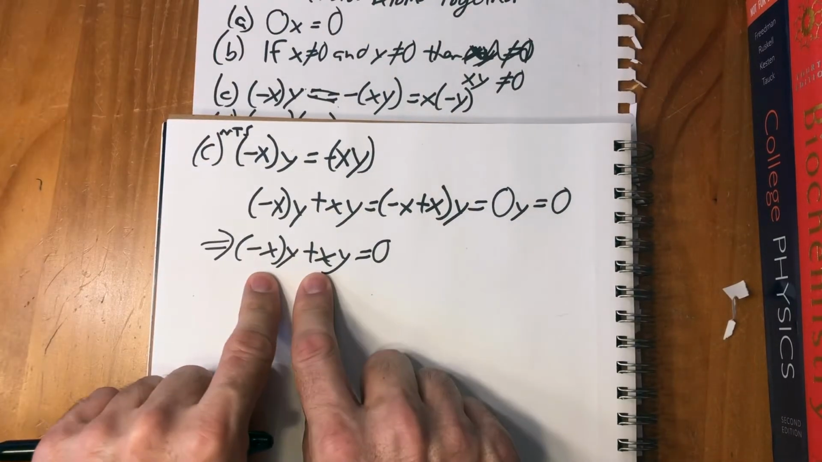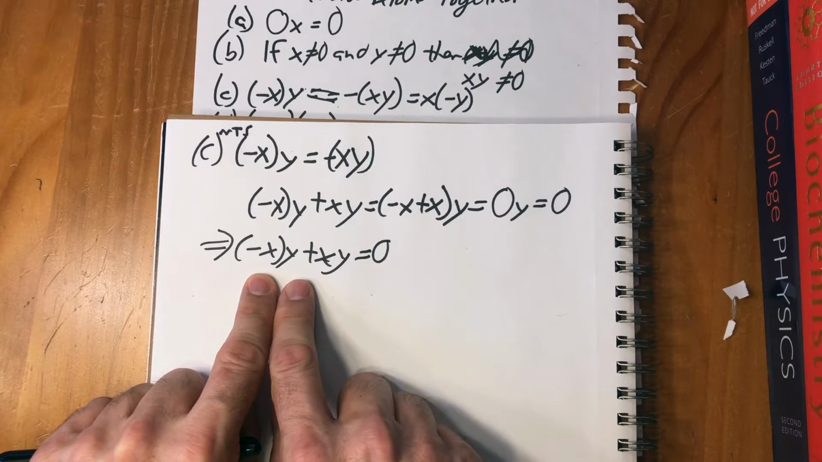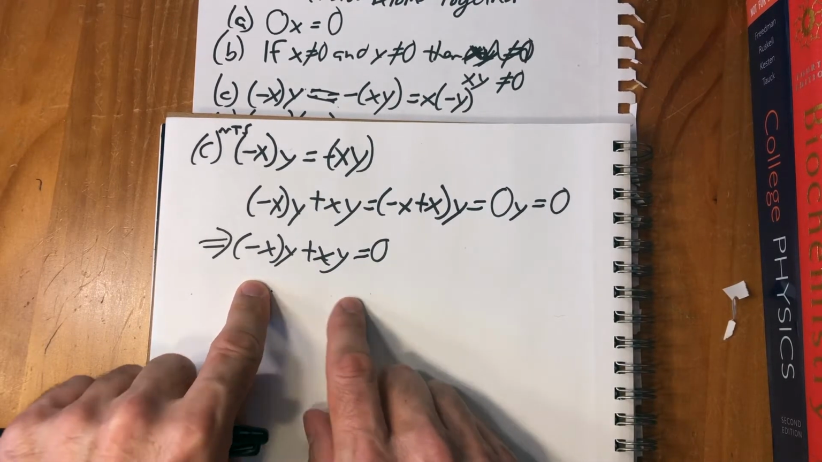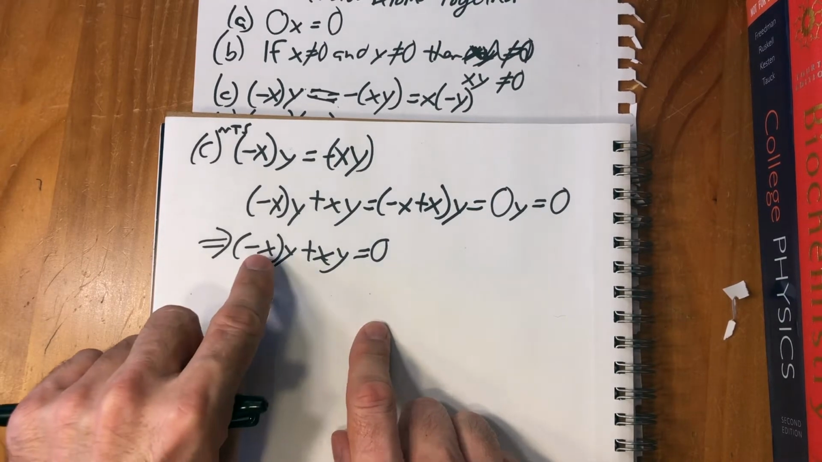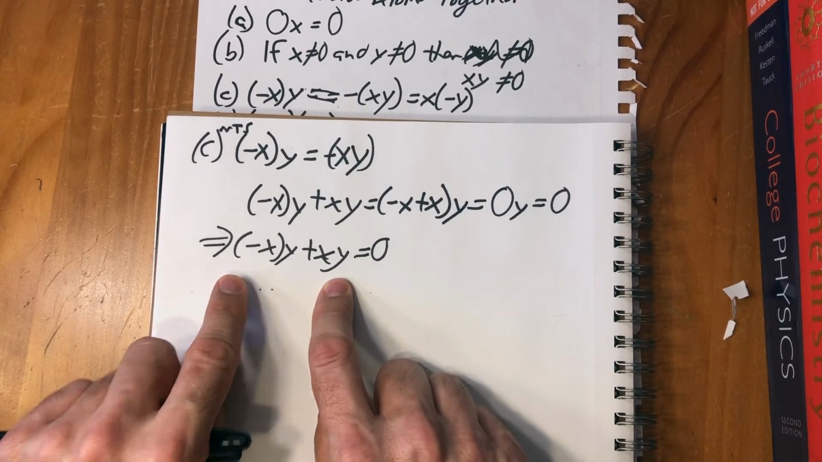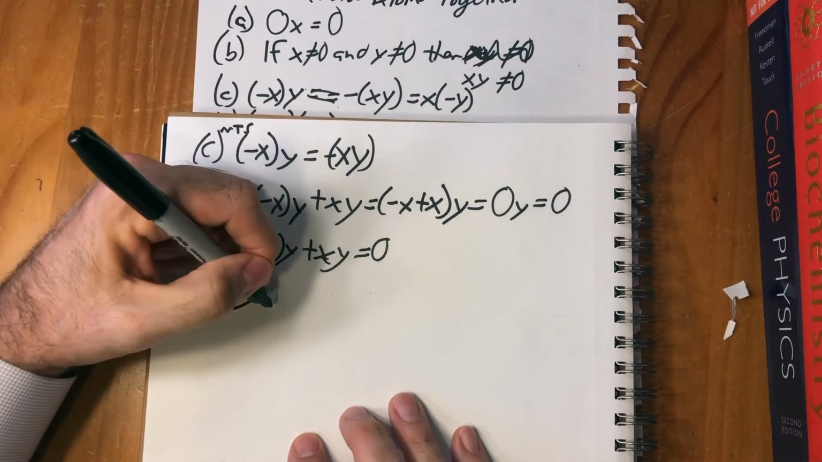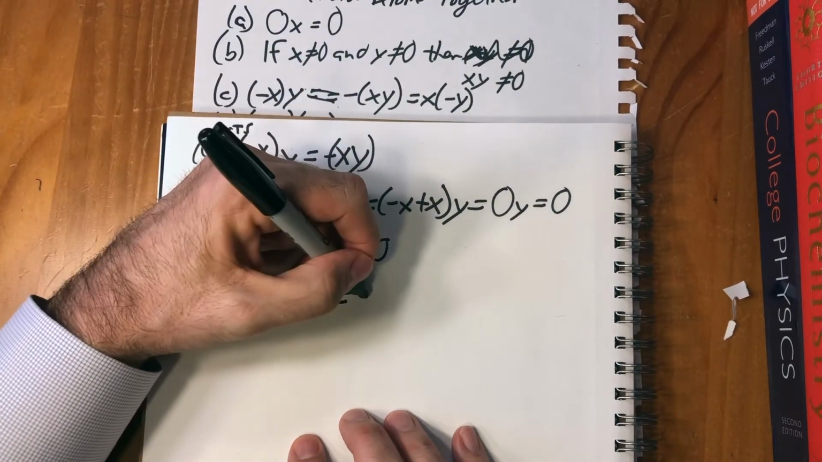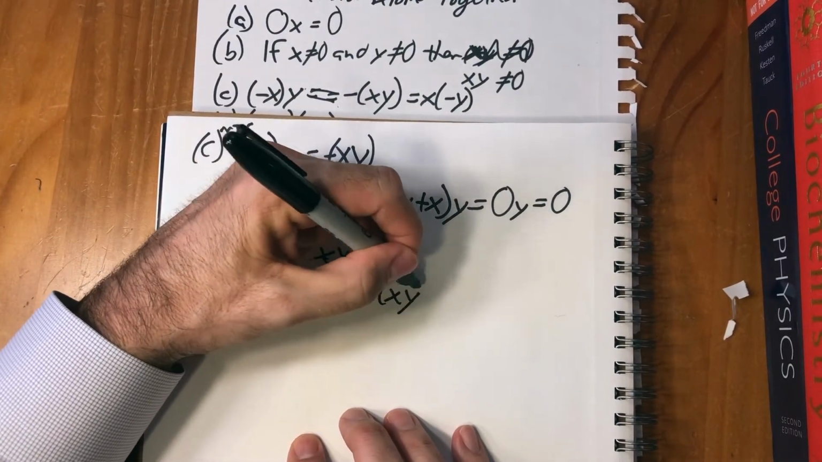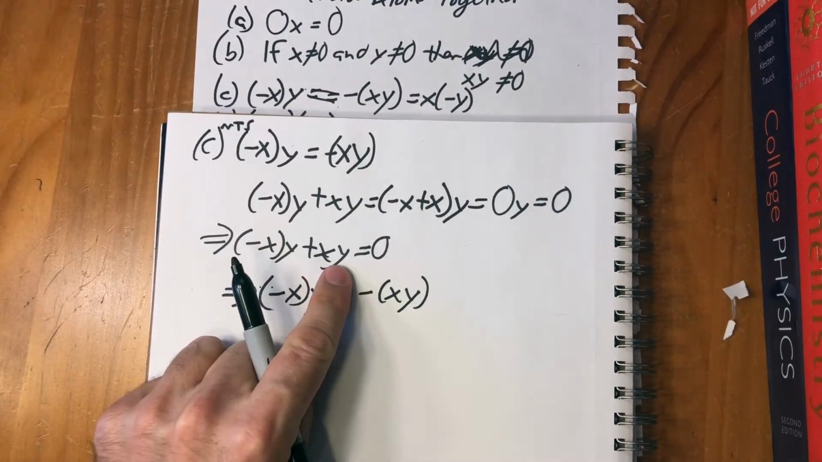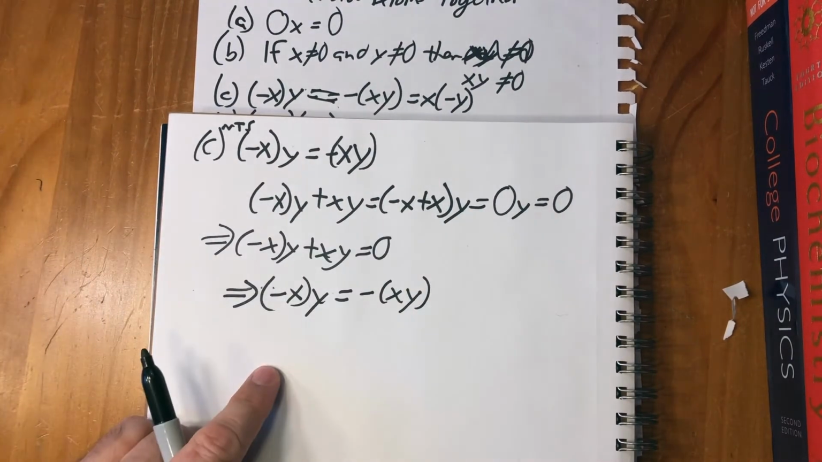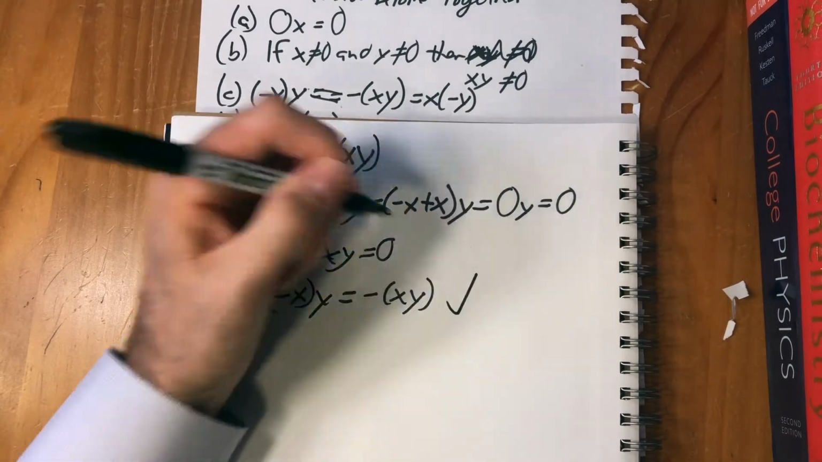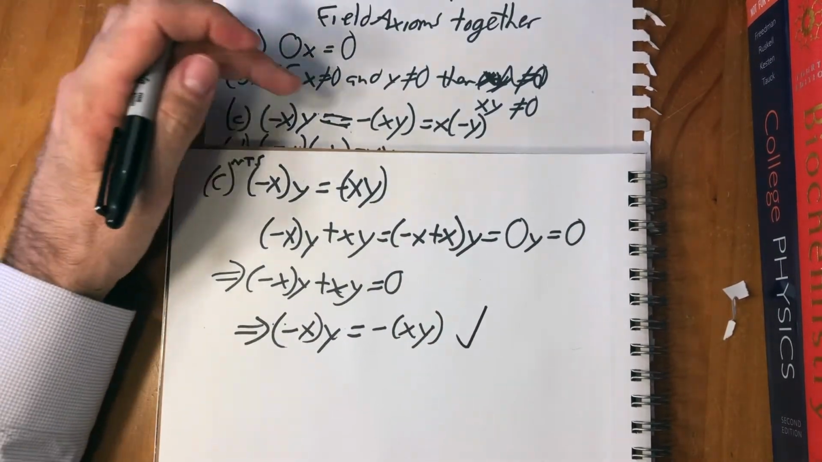Okay, so here we have two things that equal 0. So if this plus this is 0, then one has to be the inverse of the other. So that means that this one has to be the inverse of this one. Therefore, minus x times y equals minus xy, right? Because we have xy plus its inverse equals 0. So that's the first half of the equality.